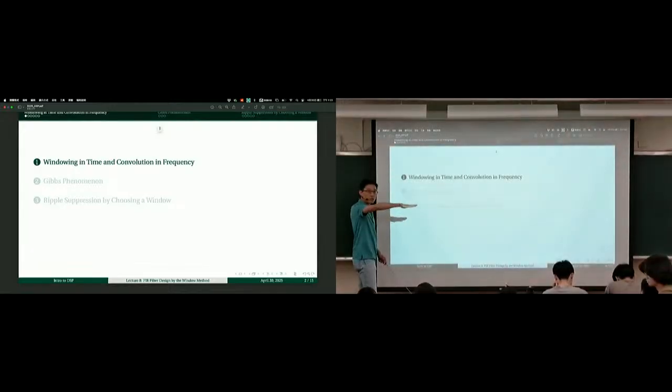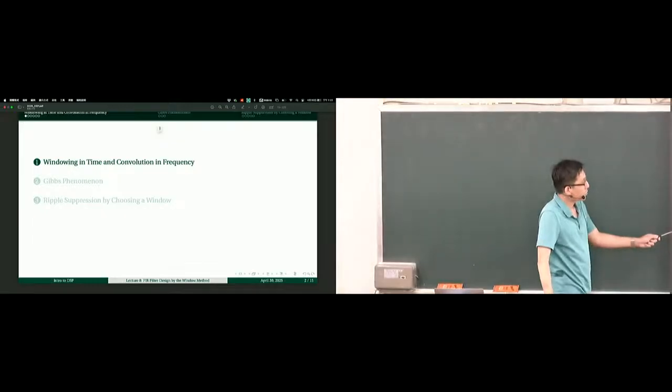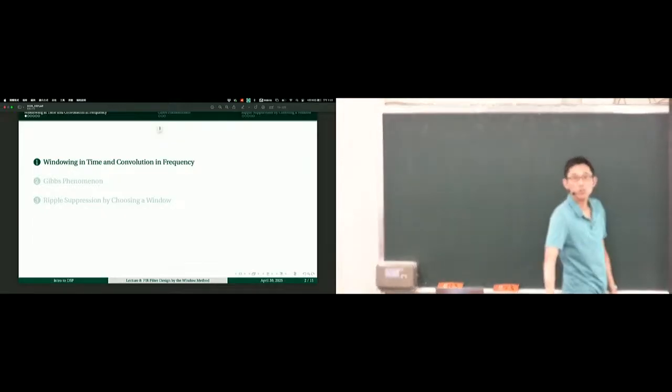You want the passband to be flat, but inevitably there will be ripples. So you need to suppress them, and we can do that by choosing a window wisely.